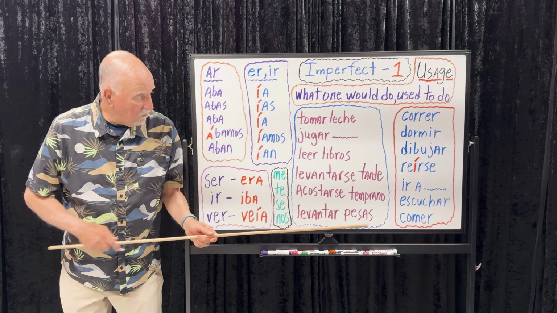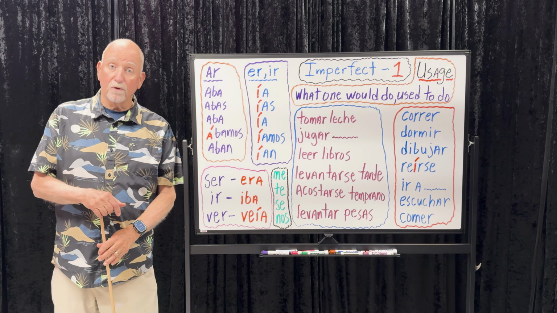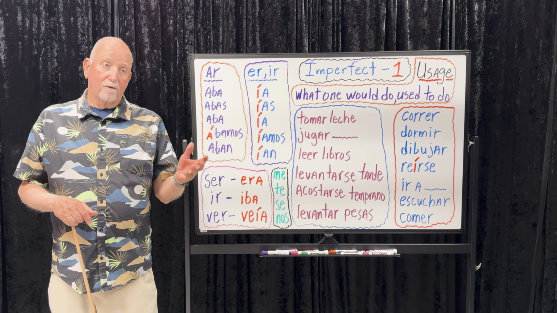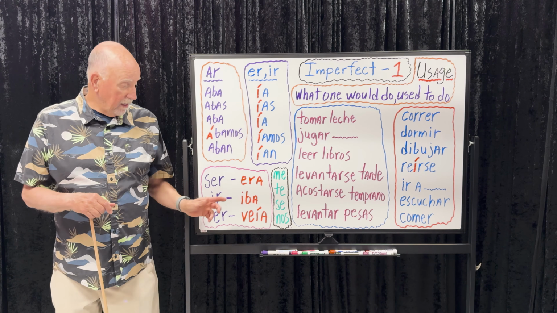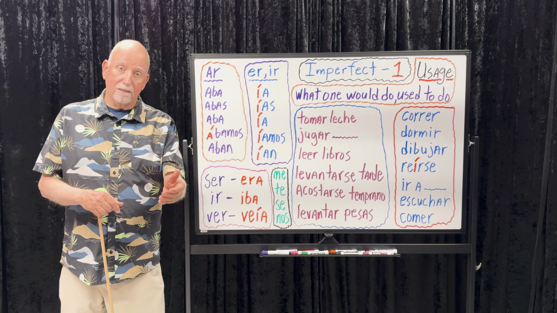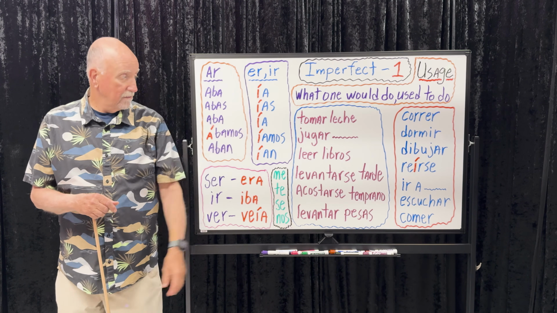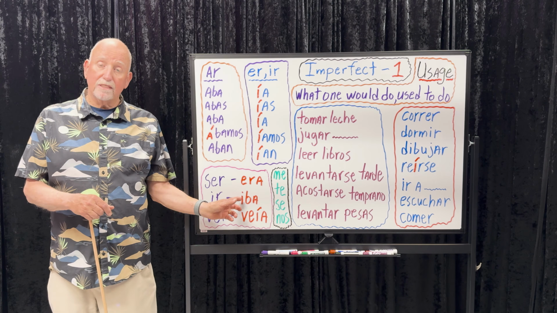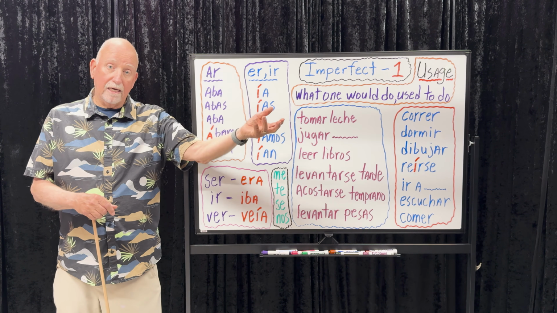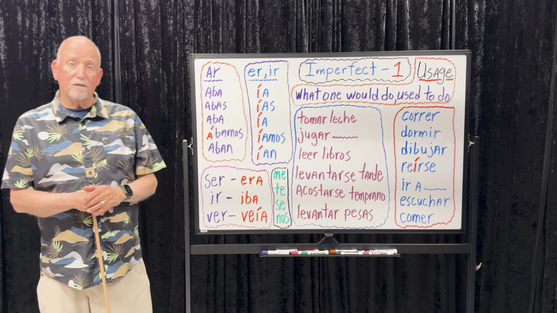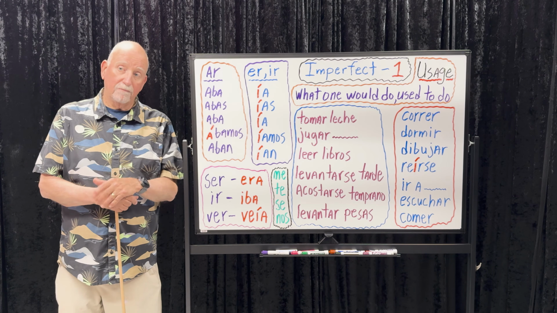Let's go with ir again. They used to go to the mountains in the summer for vacation. Iban a las montañas durante el verano para las vacaciones. They used to go to the mountains to ski. Iban a las montañas para esquiar. I used to go to my friend's house to do homework. Yo iba a la casa de mi amigo para hacer la tarea.